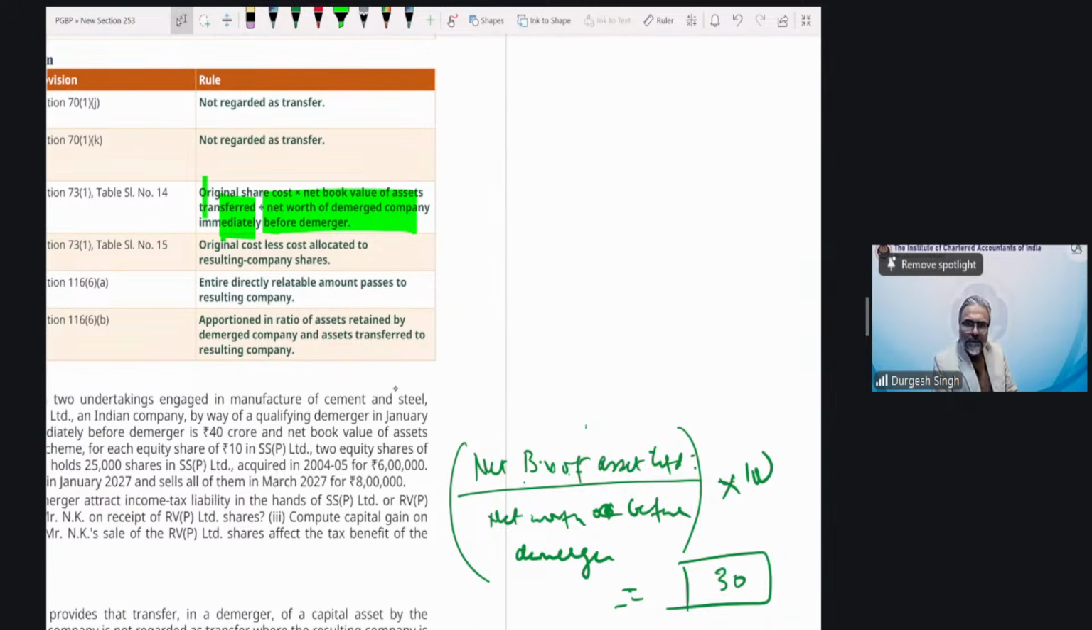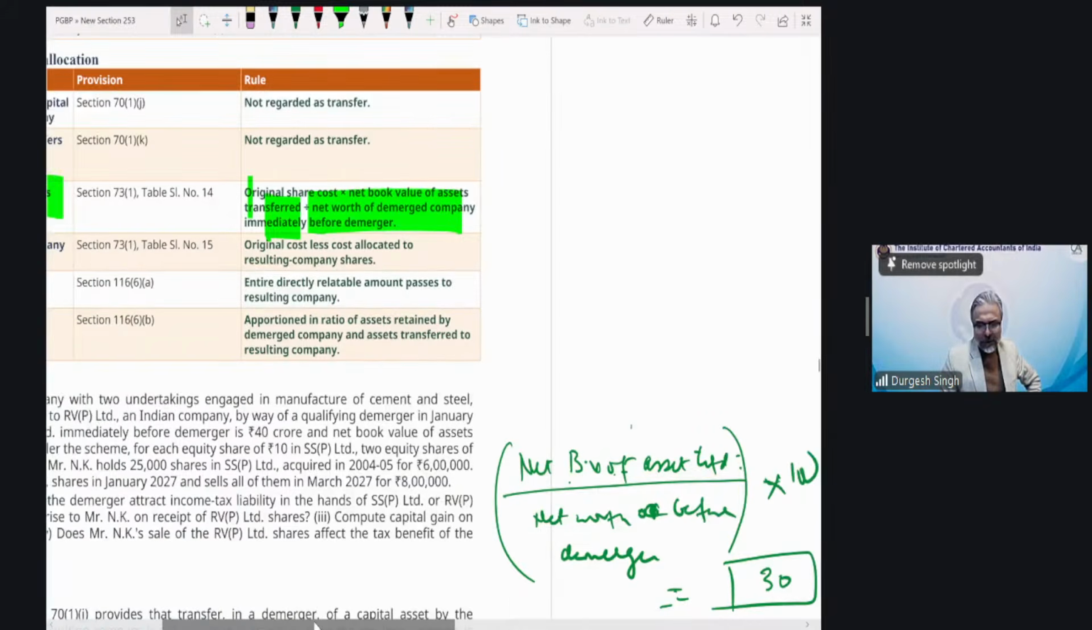So what happens now, students? I get the cost of shares of the resulting company, which is 30. Now, if this is 30, tell me how much balance is left for the old company: 70. So 70 will become the cost of the shares of the old company. Is that point clear to all of you, students? This proportion method, we will solve this particular question also over here. Please come further.